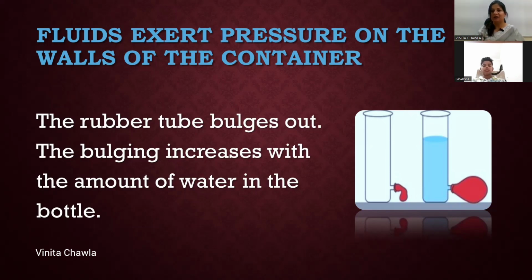And in this activity, we had seen that when we place fluid in a container, then that fluid exerts pressure on the walls of the container. Because this fluid exerts pressure on the walls of the container, this can be seen easily that in the second case, the rubber bulges out. That is because of the pressure being exerted on it.